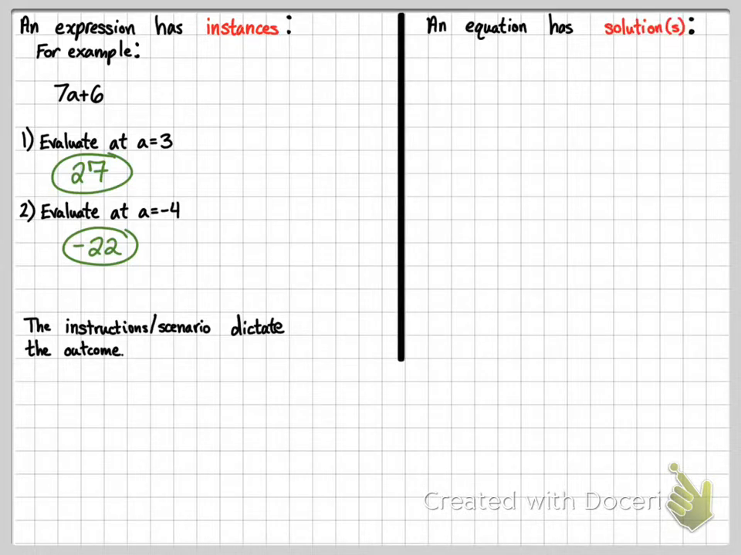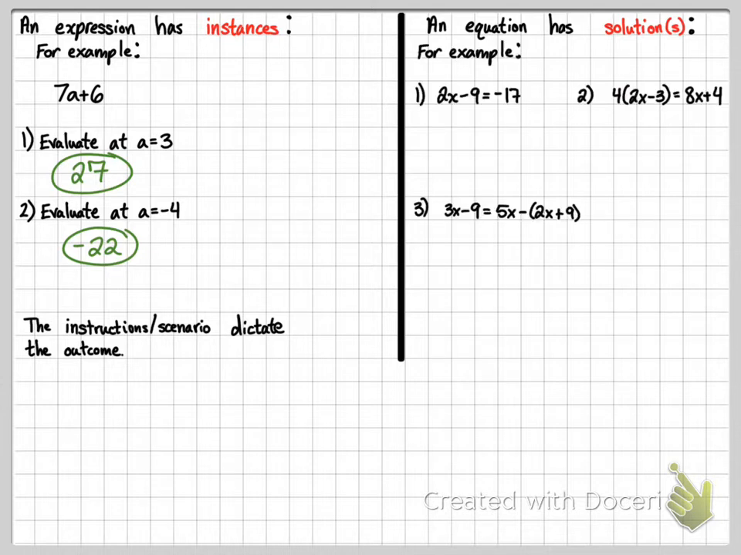An expression has instances, an equation has solutions. So we're going to get an answer for all of these, right? Because it has an equal sign. So the first one, we're going to add 9 to both sides. Negative 17 plus 9 is negative 8. And then we're going to cancel out here, bring down the 2x, divide by 2. Negative 8 divided by 2 is negative 4. So our answer, we have one solution. It's x equals negative 4.